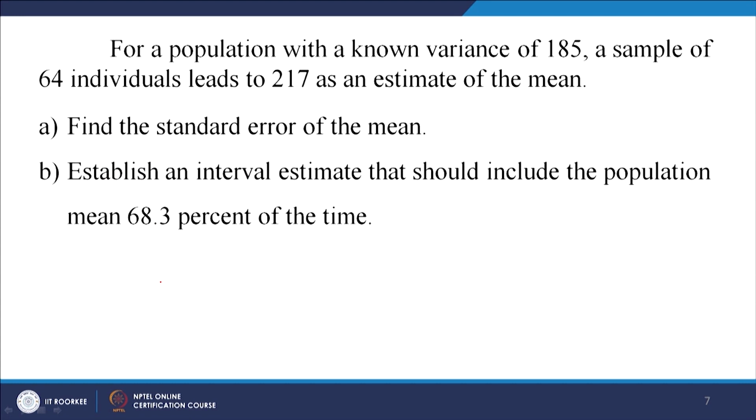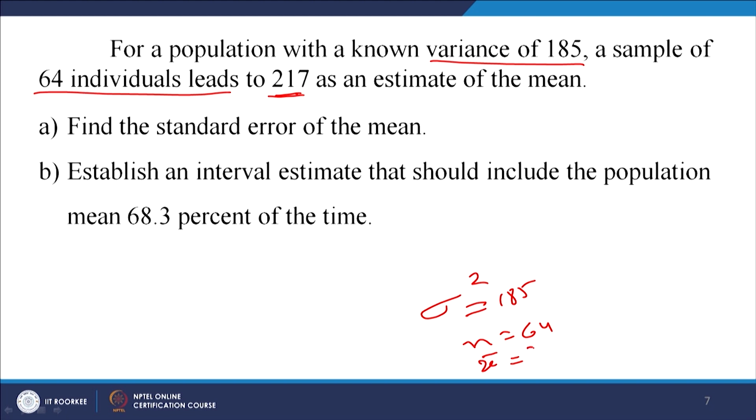Let's look at this question. For a population with known variance, now variance is known here, 185, and a sample of 64 individuals. So n is 64, leads to this much mean. So x bar is 217. Now we have to find out the standard error of the mean. In fact, we have seen this type of question in the sampling and sampling distribution chapter as well.